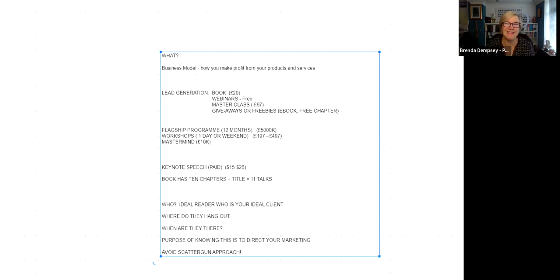Go and do a little exercise as to how much you could earn in 1 year based on what we've discussed today. What's your business model?